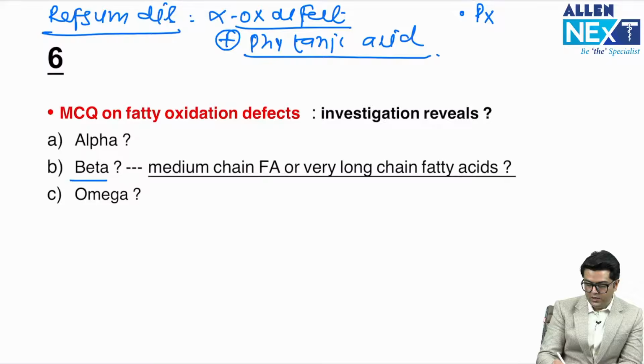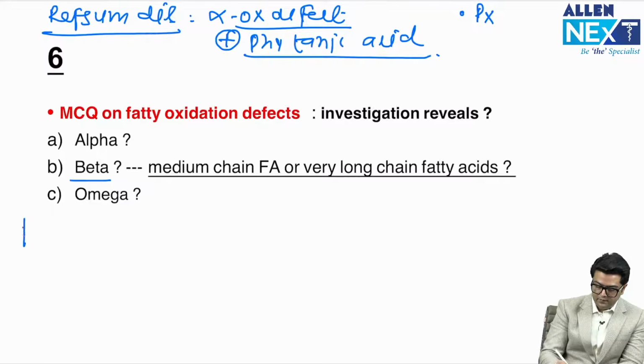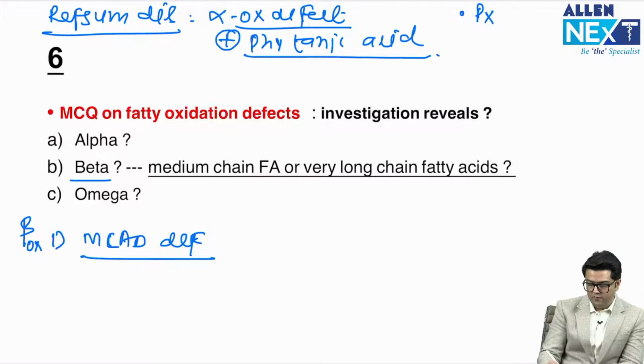Then moving to beta oxidation. When we talk about beta oxidation, there are 2 disorders. First is MCAD deficiency, which presents with non-ketotic hypoglycemia. So what are the 2 investigations that are very important to remember?